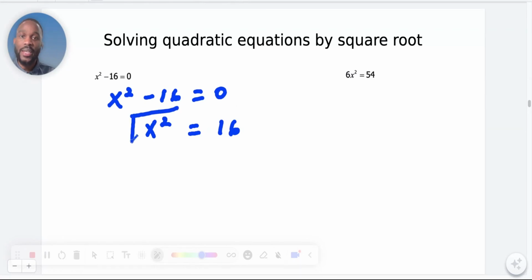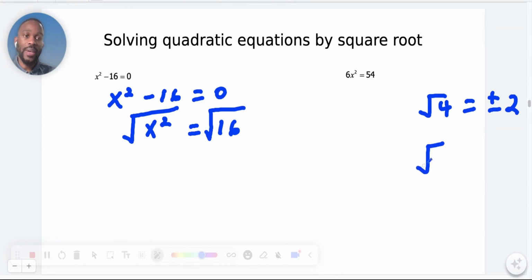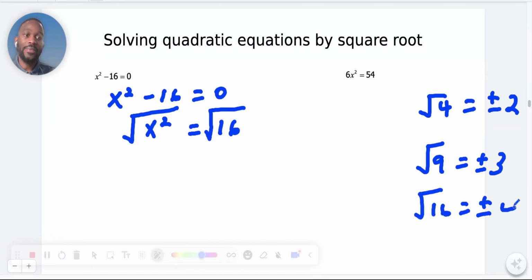At this point, guys, find the square root on both sides of the equation. Please note, the square root is plus or minus, right? For example, the square root of 4 is plus or minus 2. The square root of 9 is plus or minus 3. The square root of 16 is plus or minus 4. Always the square root of a positive number is plus or minus, right?